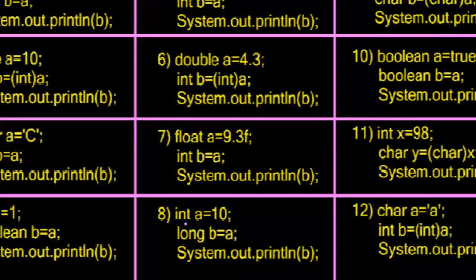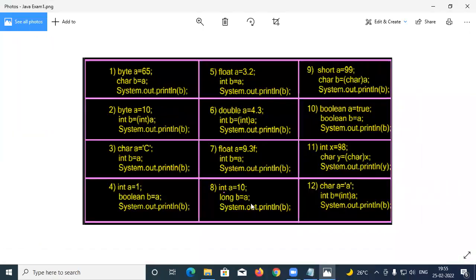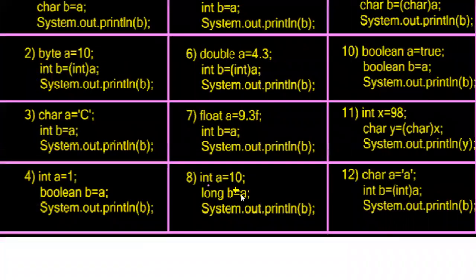Seventh one, float to integer. It comes under 19 or 23? 23. Must be done by programmer explicitly. So error. Seventh one, error. Eighth one, integer to long. 19 or 23? 19. 19, no? Valid. So output is 10.